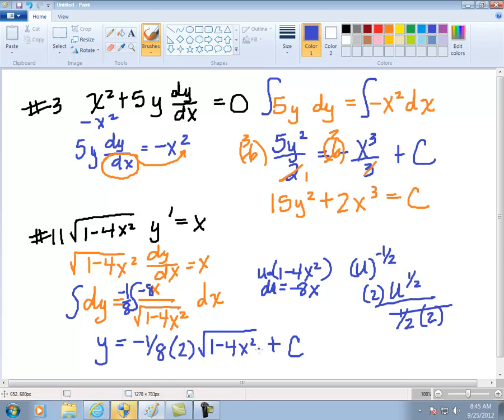Of course, I can simplify that slightly more by going ahead and multiplying out that first part. I get y equals, and then that's just going to be minus 1/4, 2 times negative 1/8, square root of 1 minus 4x squared, and then plus my constant. All right. So again, once we get the variables separated, we can just integrate both sides and come up with our general solution.